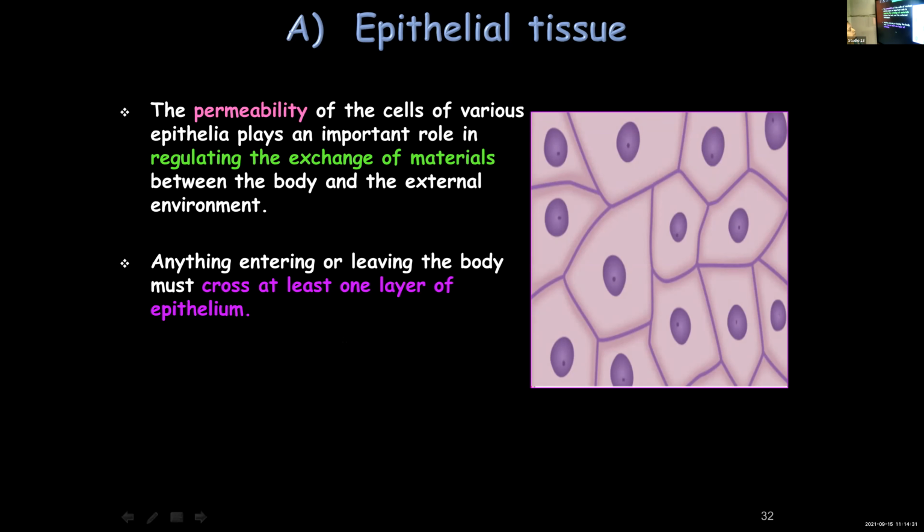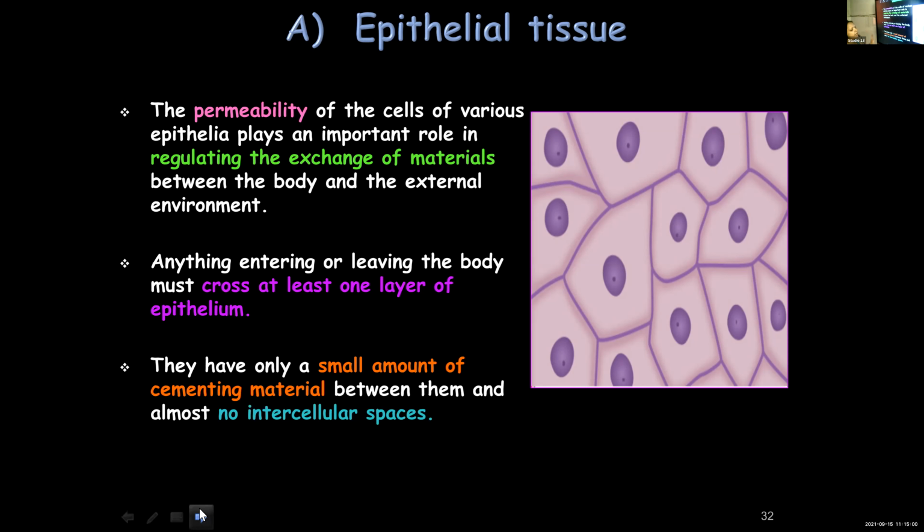The permeability of the cells of epithelial tissue plays an important role in regulating the exchange of materials between the body and external environment. If anything has to leave your body to the external environment, or if something has to enter your body from the external environment, it should pass through this epithelial tissue. Anything entering or leaving the body must cross at least one layer of epithelium. So if the epithelial tissue is not permeable, there won't be any exchange of materials.